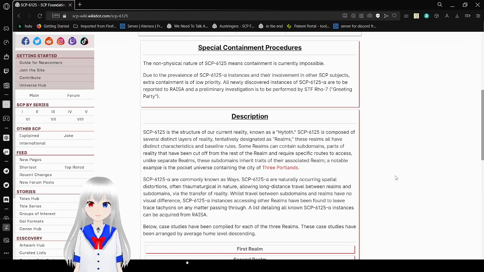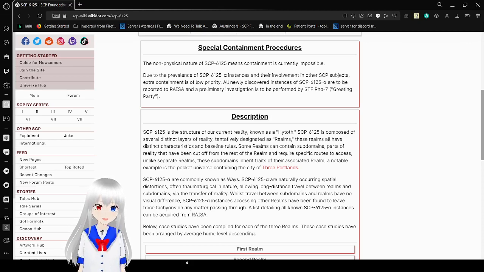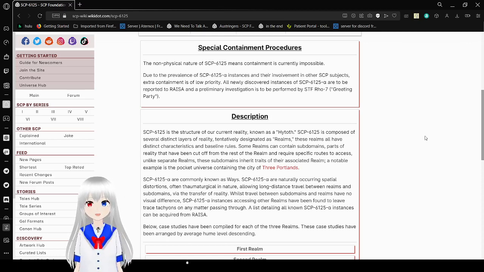Special containment procedures. The non-physical nature of SCP-6125 means containment is currently impossible. The name of this SCP is the Hightot Theorem. Obviously, it's going to feel very familiar because I already read it yesterday, but had to re-record this video for reasons. Anyway. Due to the prevalence of SCP-6125-A instances and their involvement in other SCP subjects, extra containment is of low priority. All newly discovered instances of SCP-6125-A are to be reported to RISA, and an investigation is performed by the greeting party.